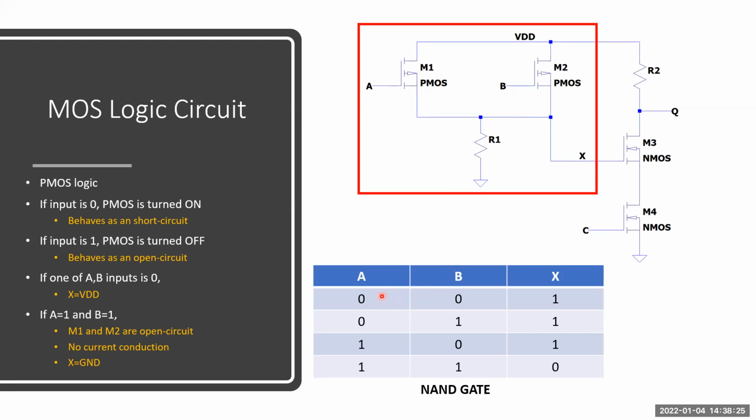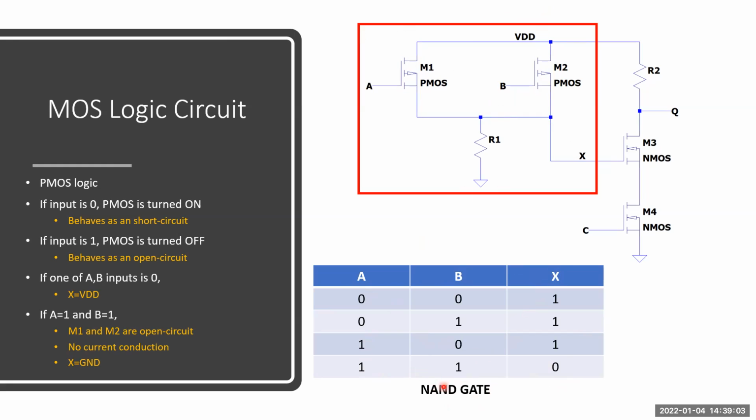Okay, as you can see, one of the inputs is 0. The output X directly equals 1 here. What about if A and B equal logic 1? It means that M1 and M2 are open circuit and there will be no current conduction here. Then node X equals ground, 0 volt. A is 1, B is 1, then node X equals 0. Looking at the truth table, this circuit performs a NAND gate.